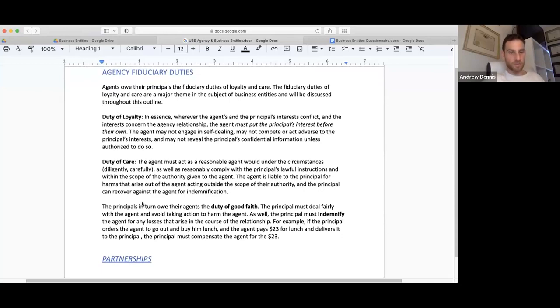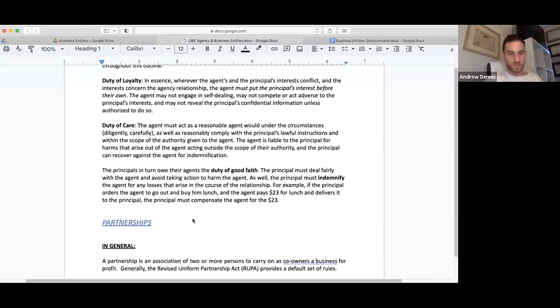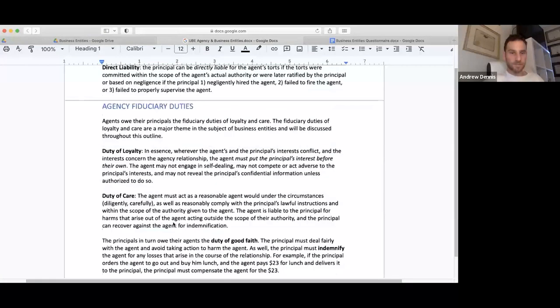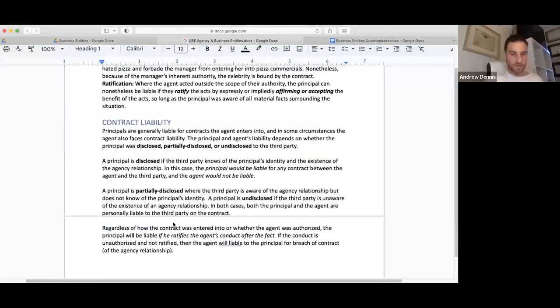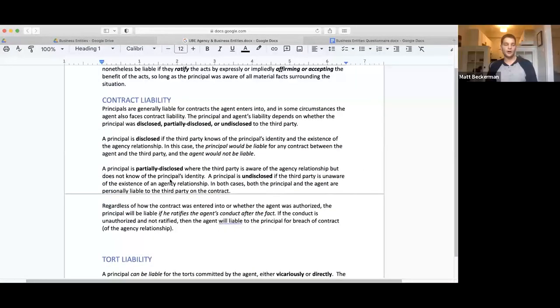And we have the principals owe the duties of good faith. They must deal fairly with the agent, avoid taking action to harm the agent, and they must indemnify the agent for any losses that arise under the course of their relationship. So that's pretty much the agency outline, short and sweet. But also, fiduciary duties, you should know that because that can really come up in any topic.